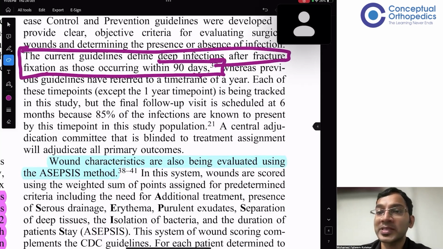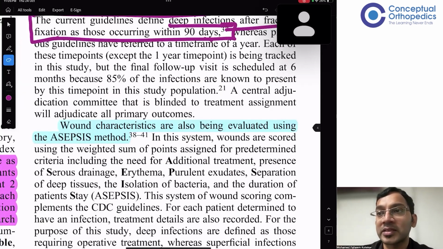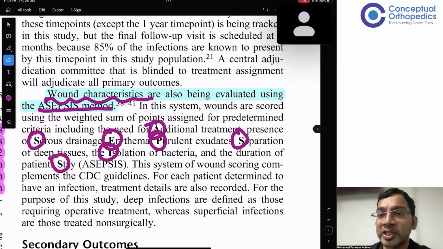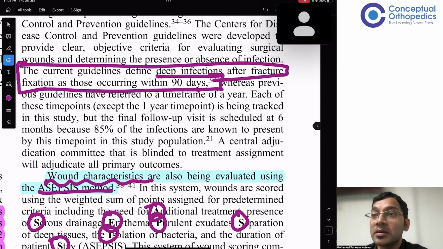And what did they use to establish this? They used wound characteristics as being evaluated using the ASEPSIS method. ASEPSIS is for additional treatment, serous discharge, erythema, purulent discharge, separation of deep tissues, isolation of bacteria, and duration of patient stay. So this is a scoring criteria, and this was helping the clinicians tell whether this is going to be a deep SSI or not. Apart from that, even the surgeons thinking that this is an infection also mattered. Okay, so this is the primary outcome.